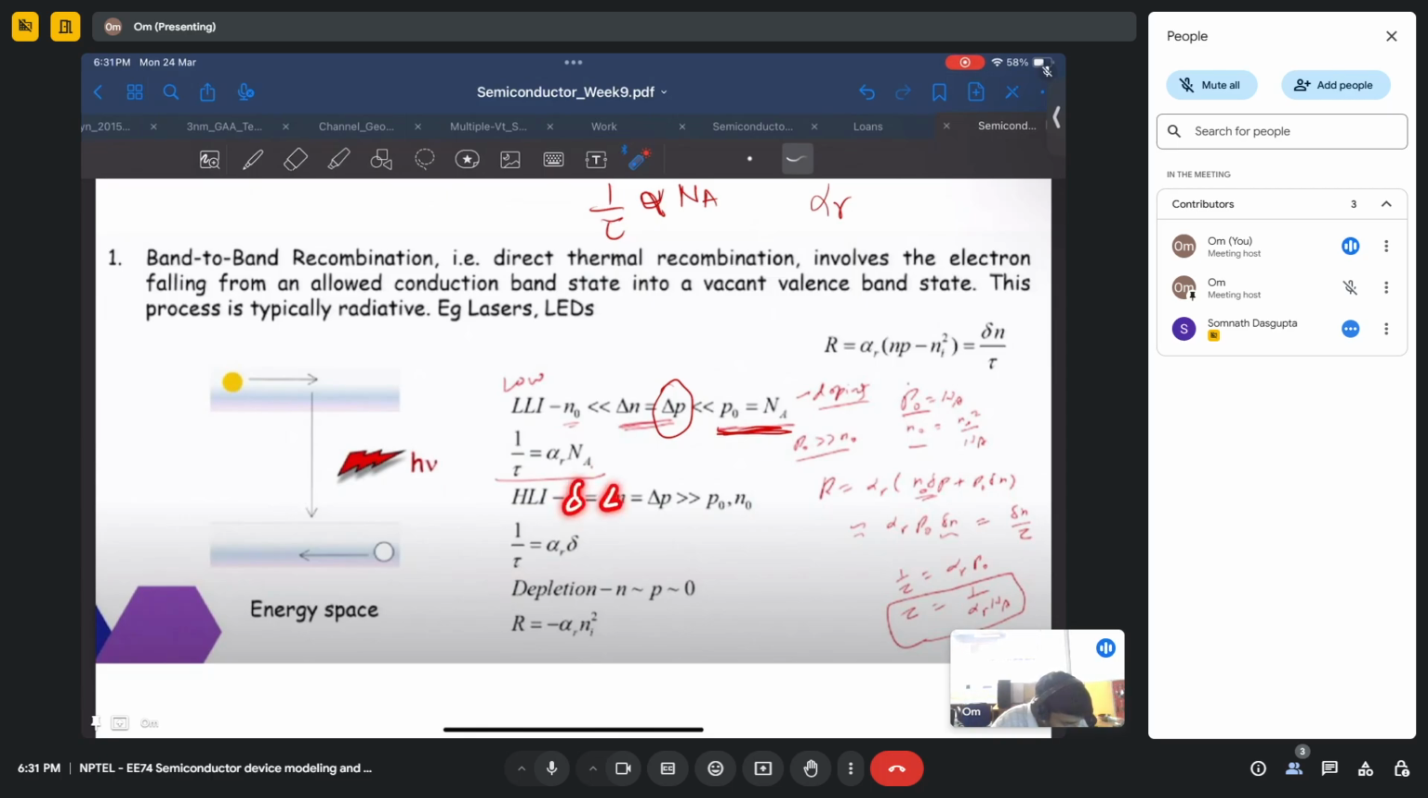I think this delta N or delta P, whatever you are recombining or generating, they have generalized it. Instead of saying N or P, it is representative of whatever you are generating, the number delta N or delta P, generated or recombined.